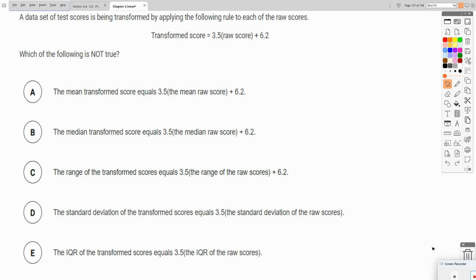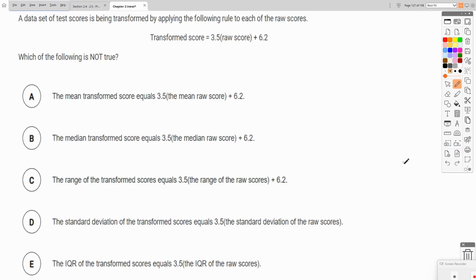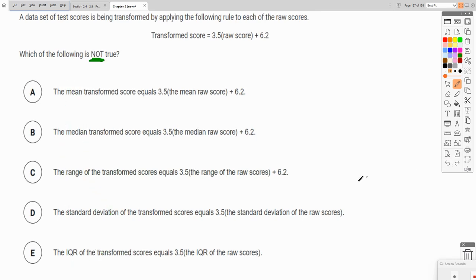All right, now I've got some other multiple choice style questions. It says a data set of test scores is being transformed by applying the following rule to each of the raw scores. The transformed score is equal to 3.5 times the raw score plus 6.2. Which of the following is not true? All right, so if I take a look, what are they wanting me to focus on here? They gave me specific measures of center and measures of spread to consider, and I want to see what those values do under this type of transformation.